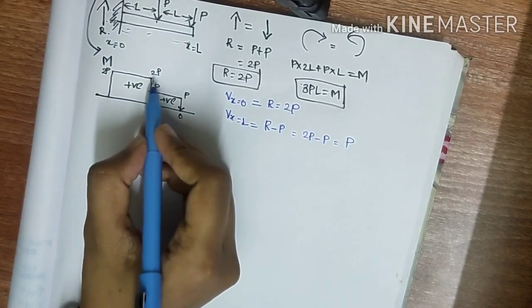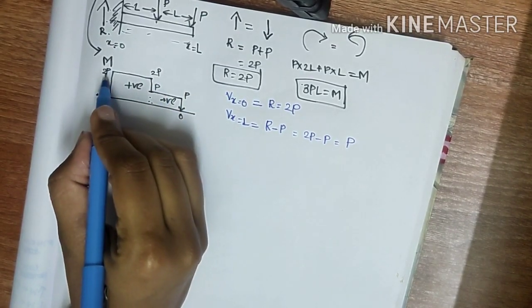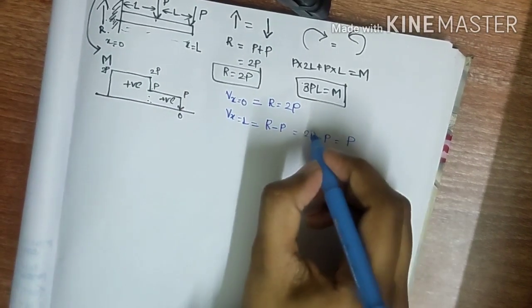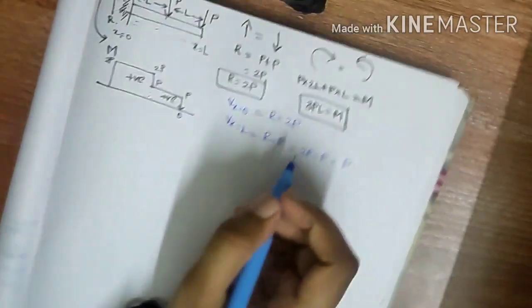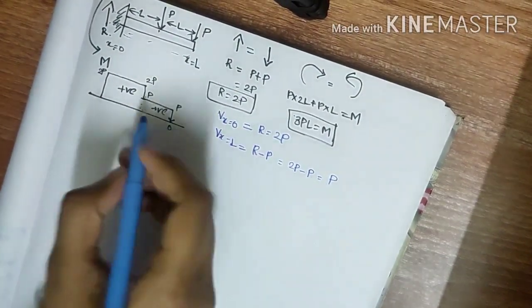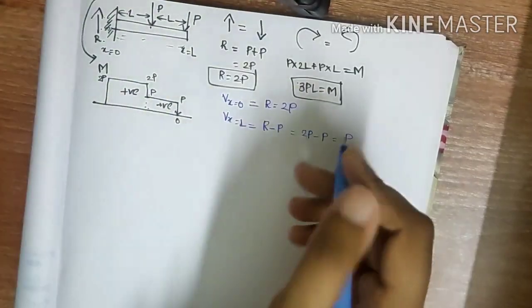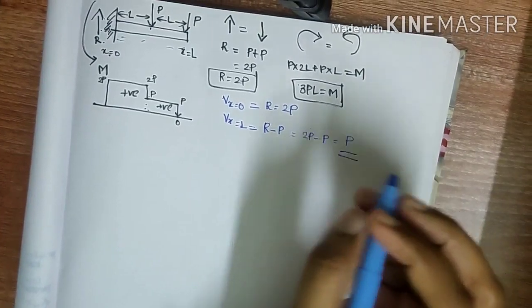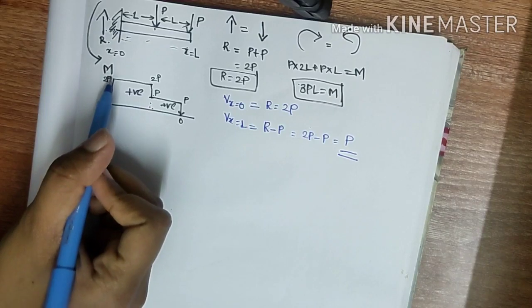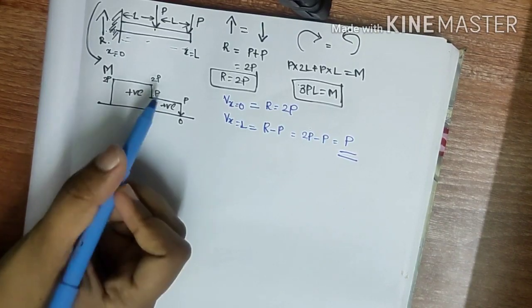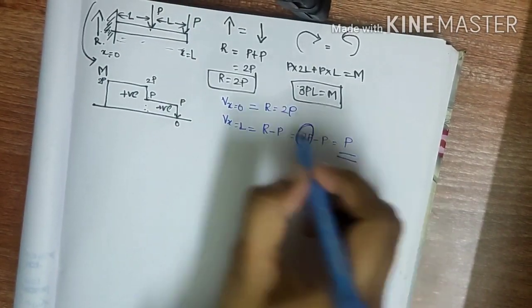So at x equal to L, we get 2P minus P, the same thing as I have shown in this figure. In the shear force diagram we get 2P first at x equal to 0, and here we get this magnitude as P. Just look at this diagram.